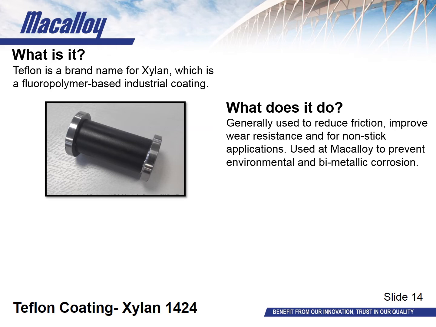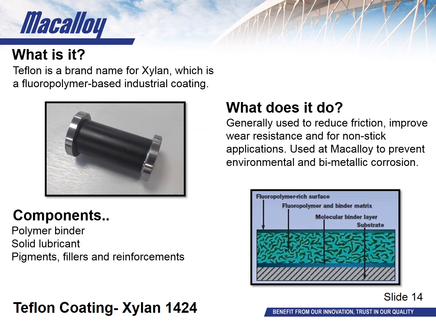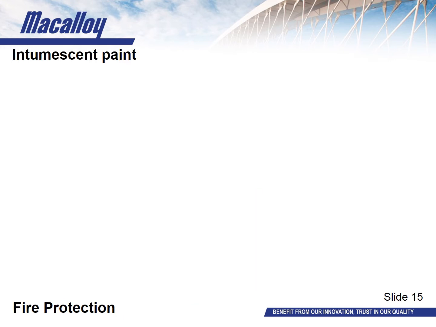You may find examples of Teflon within your own home. A lot of cooking equipment is coated in Xylan due to its heat resistance and non-stick properties. The Xylan coating matrix is composed of three basic ingredients: a polymer binder for film strength, adhesion and protection from the softer lubricating particles, a solid lubricant for low friction, release and resistance to wear, and finally pigments, fillers and reinforcements for colour and additional properties such as hardness.